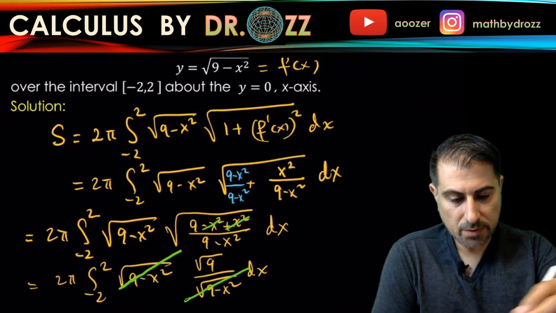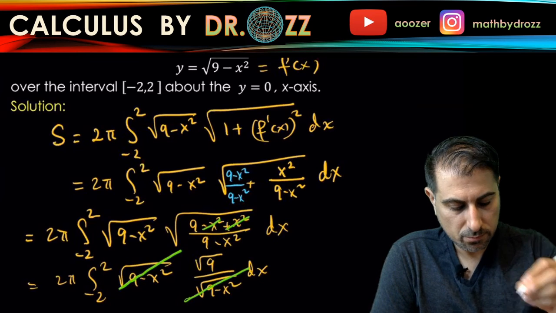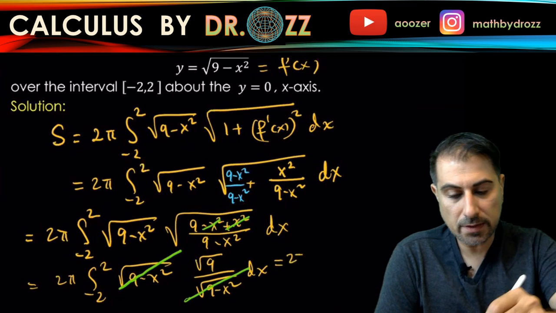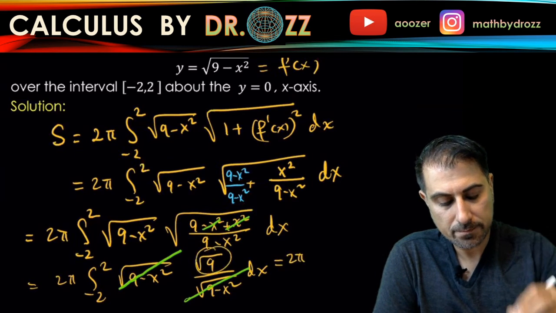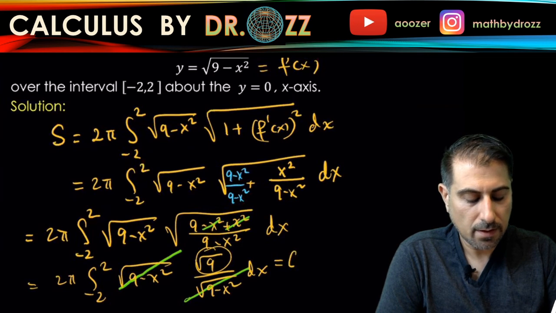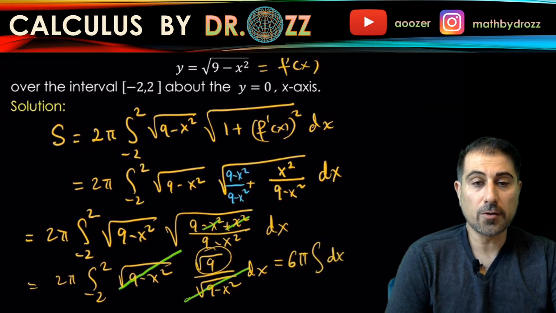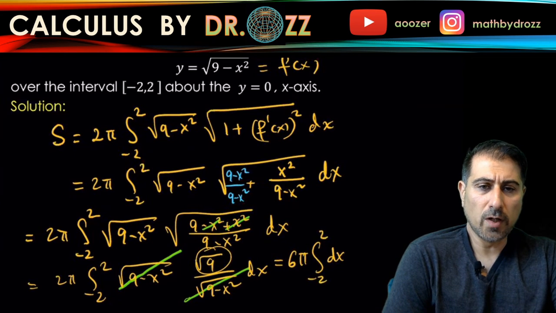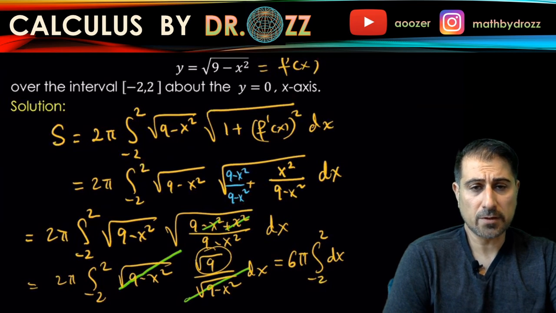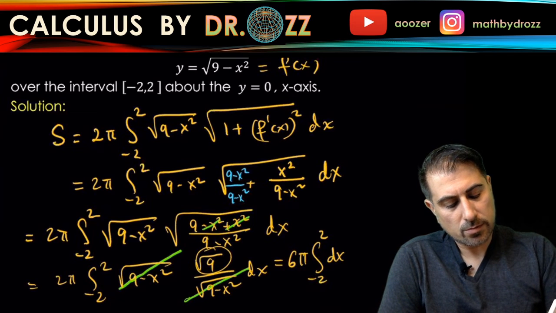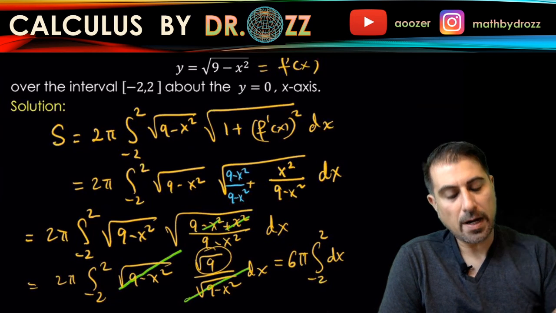All right, so what is this equal to? There we go. So 2 pi, you have radical 9, which is 3, so that makes it, in fact, 6 pi dx, and the integral is from -2 to 2. And if you integrate that, it's just 1 dx integrated from -2 to 2, that's going to be 4. So that makes it 24 pi.